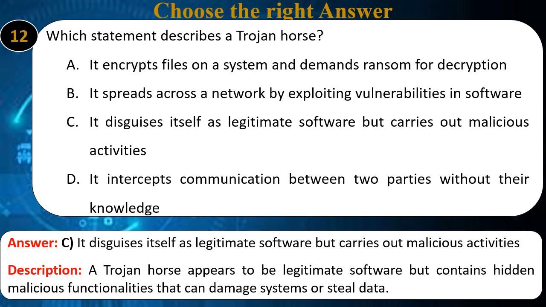Option A describes ransomware, which encrypts files and demands payment for decryption. While some Trojans can perform data theft, encryption isn't their primary function. Option B describes a worm, which spreads rapidly across a network by exploiting vulnerabilities in software. Trojans, while potentially harmful, don't self-propagate in the same way. Option D describes a man-in-the-middle attack, which involves intercepting communication between two parties. While some Trojans can be used for eavesdropping, it's not their defining characteristic.